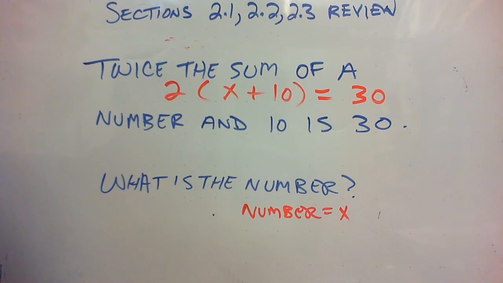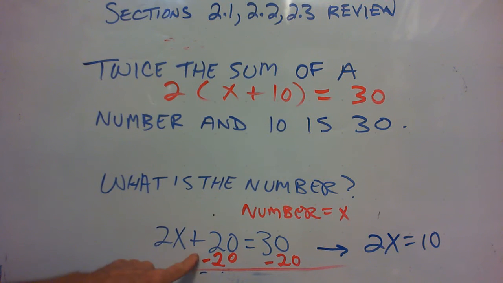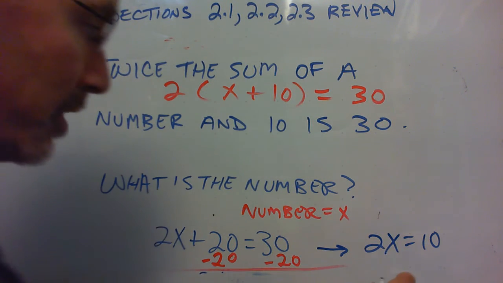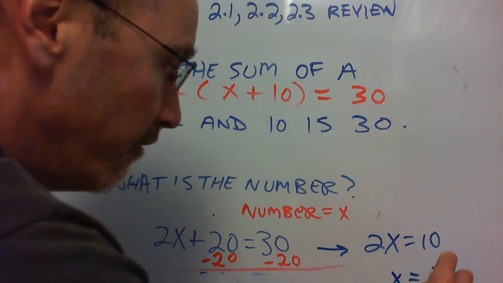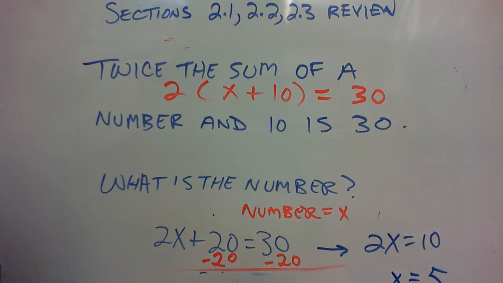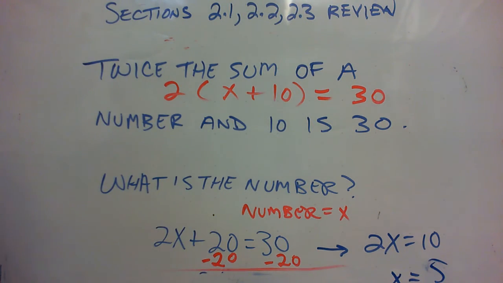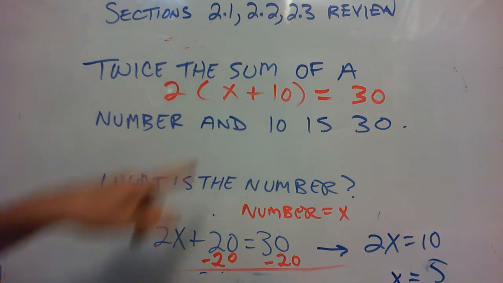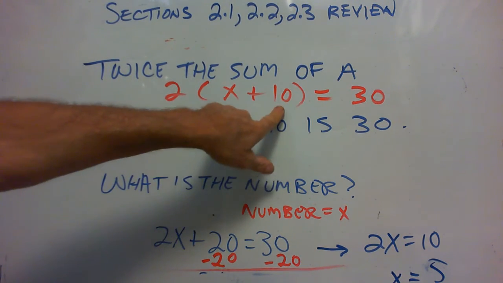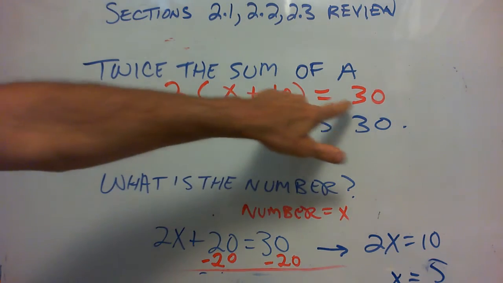So now we just have to solve that equation. So we divide by 2 on both sides. We get x plus 10 equals 15... Or rather, we subtract 20 from both sides. We get 2x equals 10. So then x is 5, dividing both sides by 2. Or just looking at it, 2 times what number is 10? x is 5. And it checks out. 5 plus 10 is 15. 2 times that sum is 30.